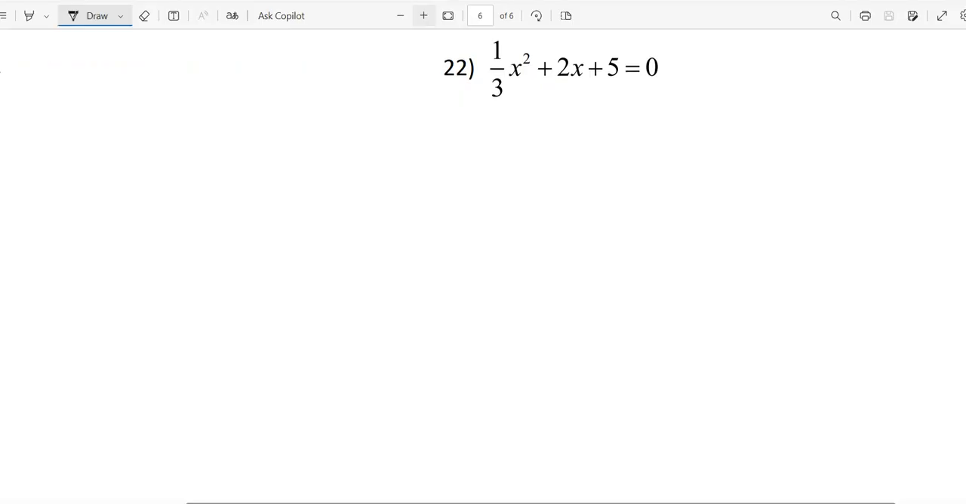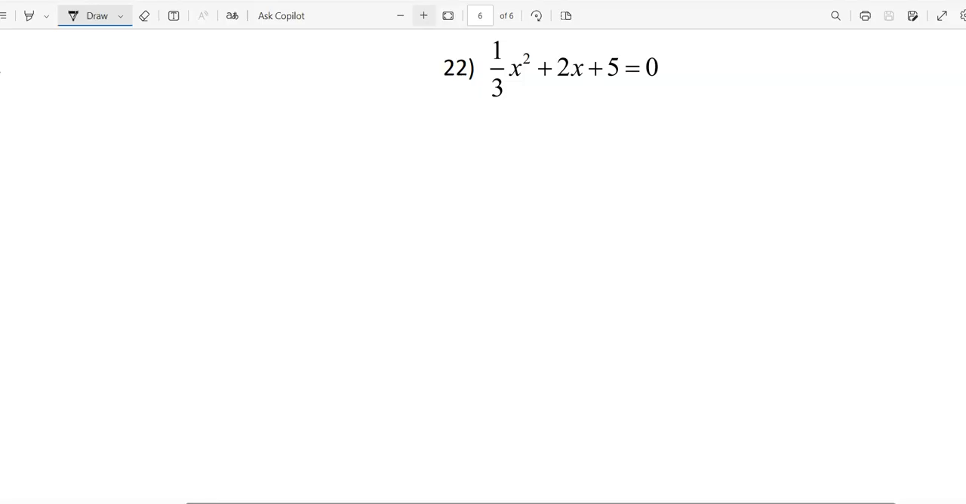Complete the square? Is there a way that I could make my life easier? Multiply by 3. Tell me why I'm allowed to multiply by 3. Because it's equal to 0.